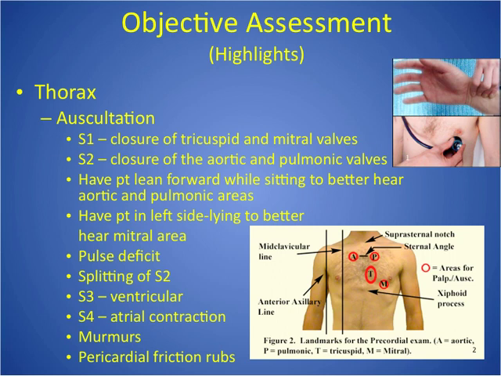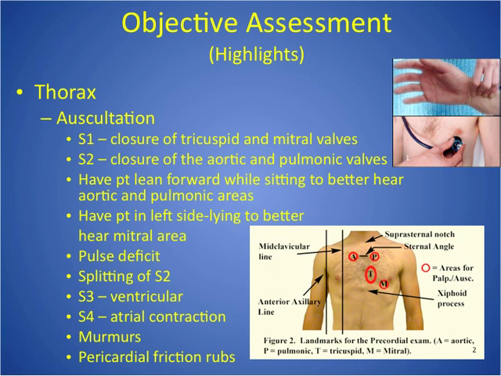So the S3 and S4. Now remember that if you press very hard, your bell becomes a diaphragm. You have to hold the bell very loosely. Again, another L. The best way to remember all of those. So S1 is that closure of the tricuspid and the mitral valves, the lub of the lub-dub, the beginning of systole. S2, closure of aortic and pulmonic valves, the dub, and that's the end of systole, the beginning of diastole.